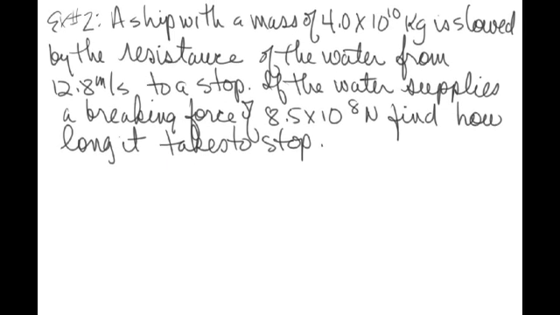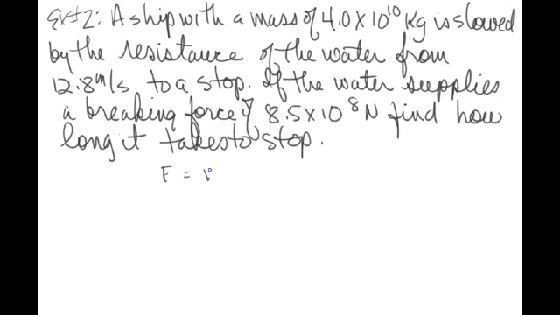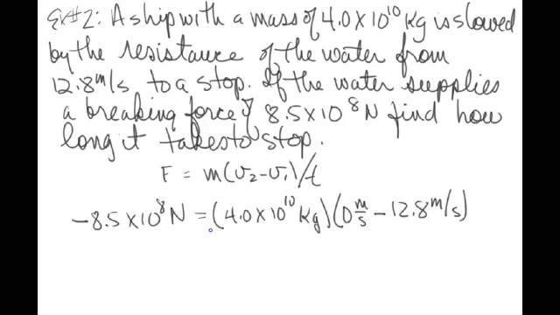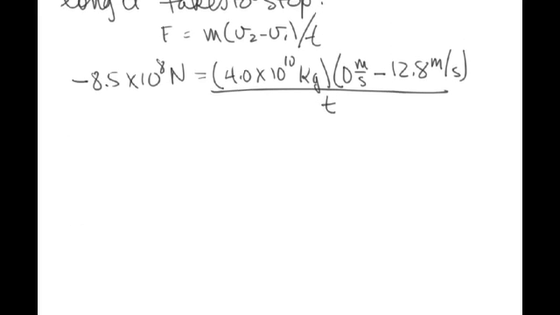Give ourselves a little bit of room to write here. Force is equal to the mass, V2 minus V1 divided by T. The force applied is given, minus 8.5 times 10 to the 8th newtons, minus because it's a braking or slowing force. The mass of the ship is 4.0 times 10 to the 10th kilograms. V2 is 0 because the ship comes to a stop, that's given right up here. Initial velocity, 12.8 meters per second. And we're looking for the time it takes. This is our equation all set up. Now it becomes a math problem.